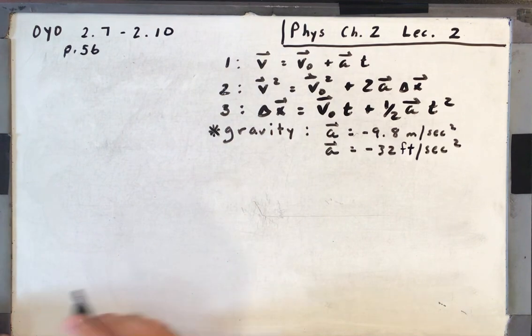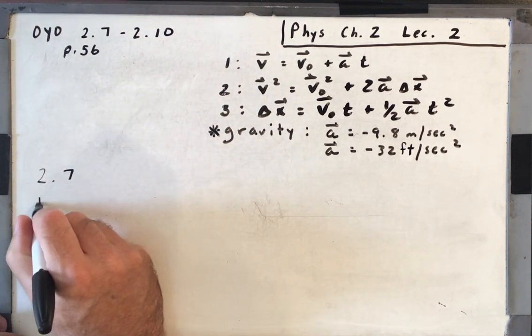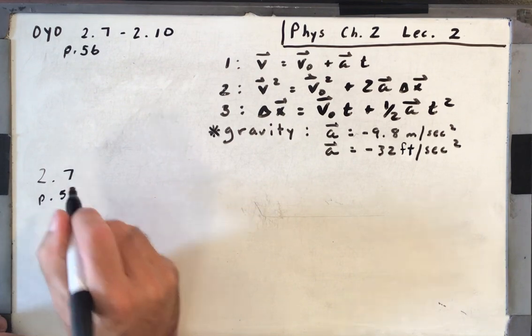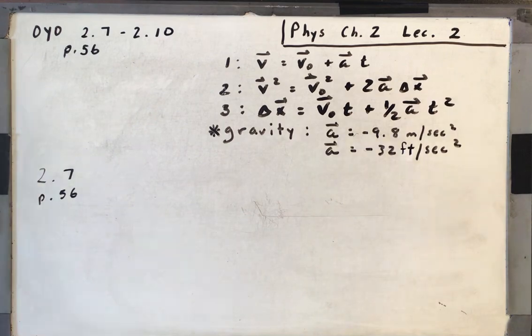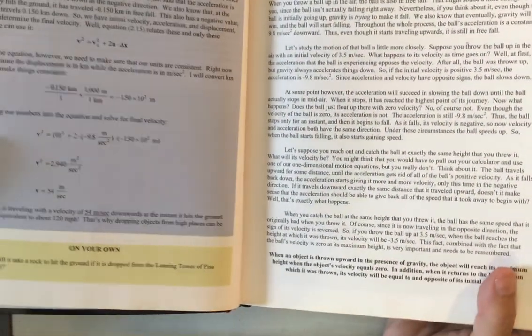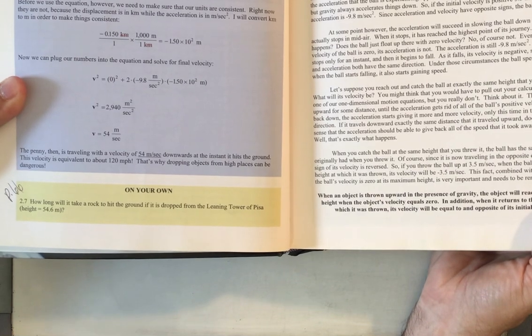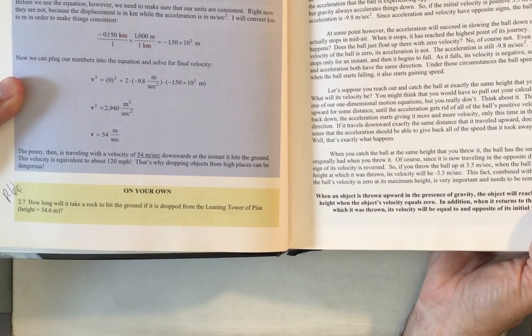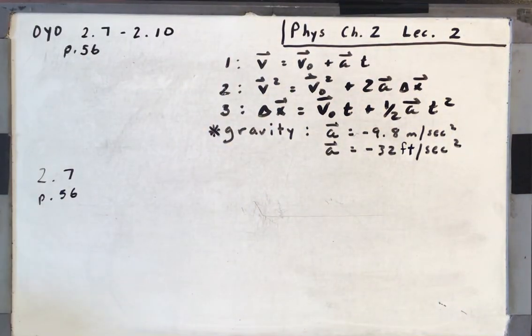And the first one is going to be 2.7 on page 56. I'm going to go ahead and leave these equations up here. I may end up having to erase them. But 2.7 says, how long will it take a rock to hit the ground if it's dropped from the Leaning Tower of Pisa, which has a height of 54.6 meters?